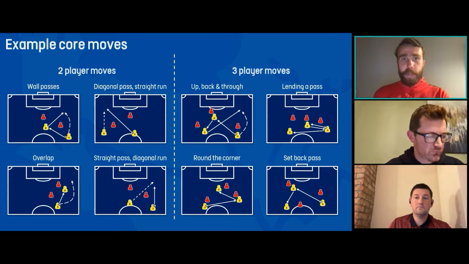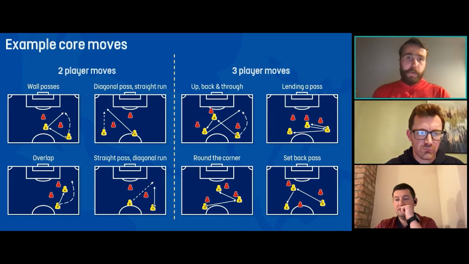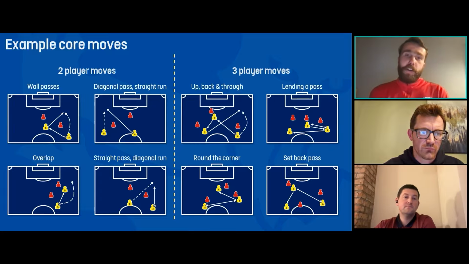So these are the examples we're going to go through. Example 2 player core moves: wall passes, diagonal pass, straight runs, overlaps, and then straight pass, diagonal run. The 3 player moves are up, back, and throughs, a lending pass, around the corner, and then a set back pass.